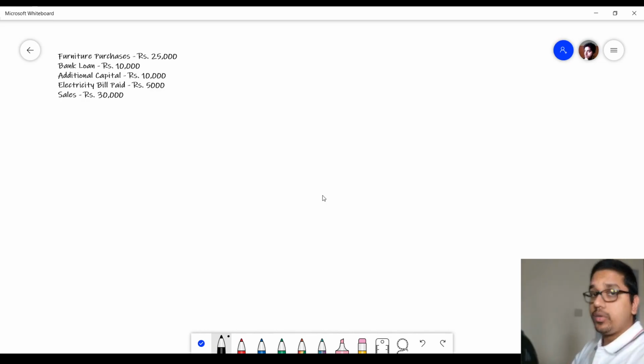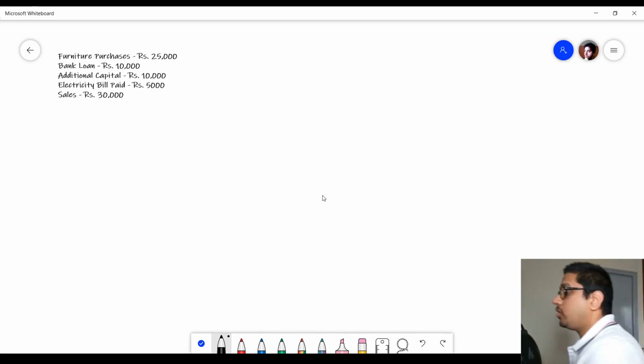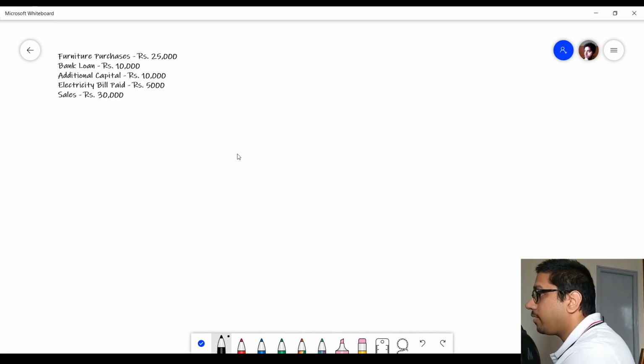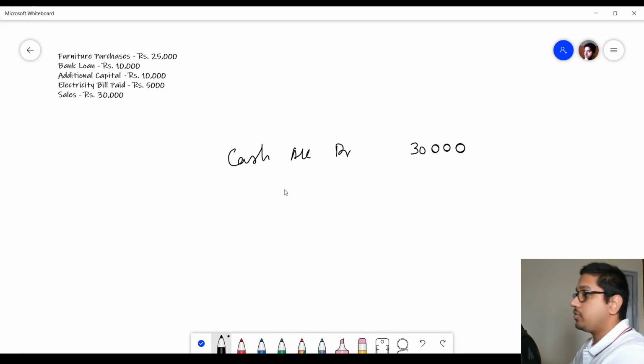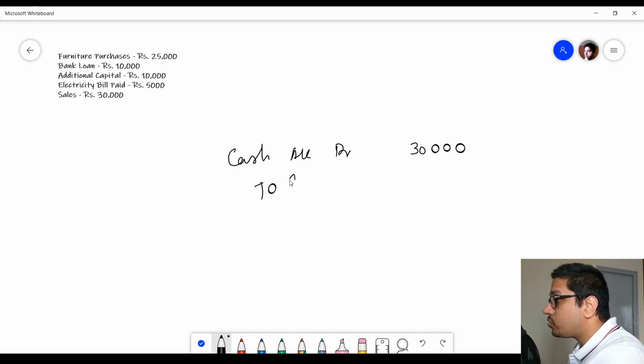So how am I going to record this in the journal book as the first initial entry for the sale which has occurred in the business? This is how the transaction is going to look. You are going to debit the cash which has been received. So cash account debit, and rupees 30,000 is coming into the business. And how did you receive this rupees 30,000? It is through a sale, which is a revenue. So you're going to credit sales. All right, and the value is going to be rupees 30,000.